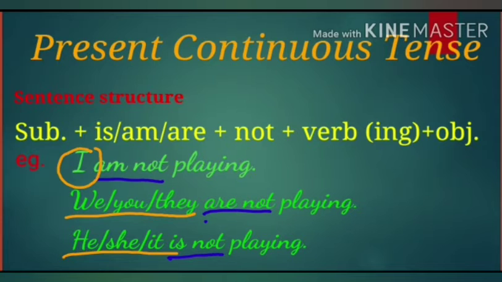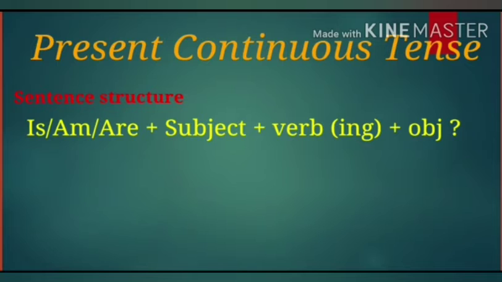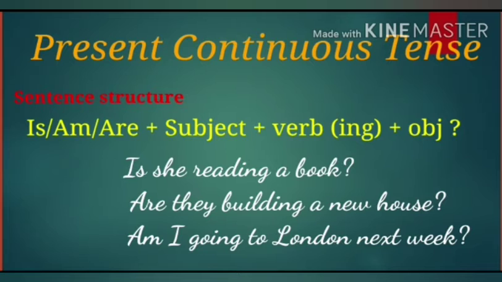The interrogative sentence is formed by placing is-am-are before the subject. Example, is she reading a book? Are they building a new house? Am I going to London next week?